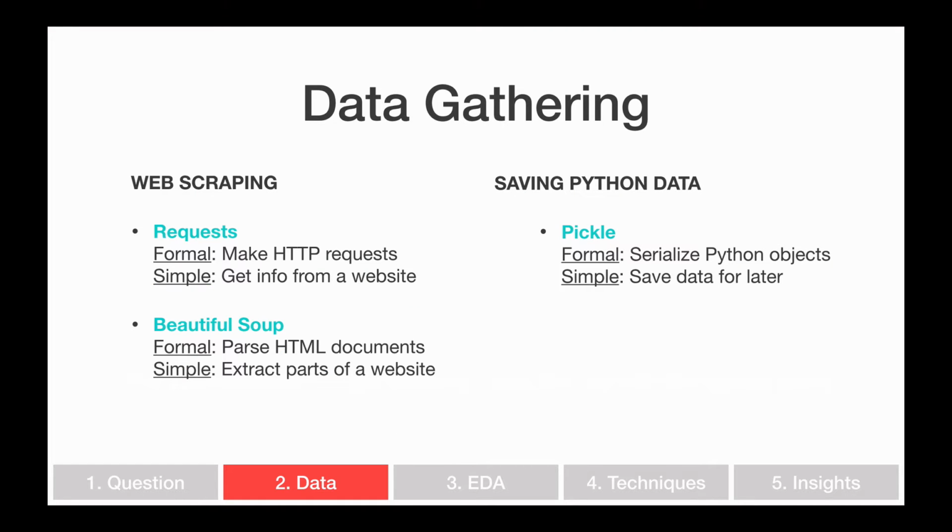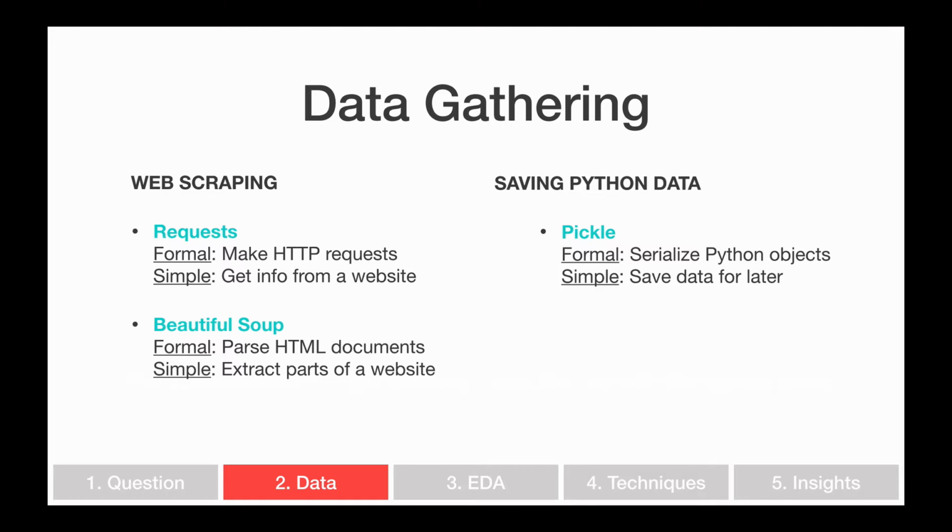And then the way that I actually got this data is I scraped this data from Scraps from the Loft. And I used a couple different Python libraries to do this. First, I used the request library. And the formal definition of what it does is it makes HTTP requests. But the simple way to think about it is what request does is it finds a website online and it's able to pull information from that website. So that's what request did for me. Then I use Beautiful Soup.